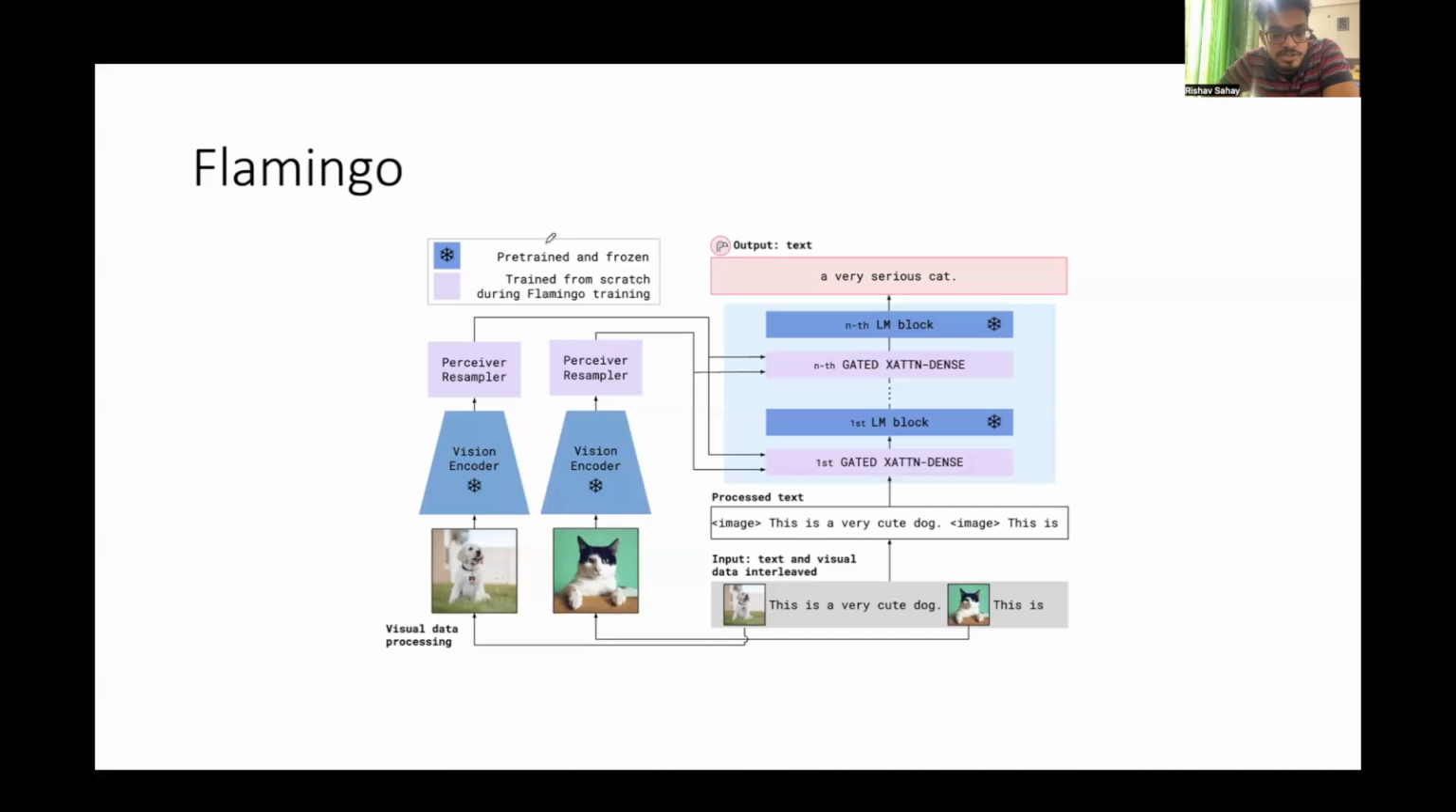What this gated cross attention dense layer does is that it takes a cross attention between the language queries and the visual keys and values. With this, the model is not only attending to the textual keys and values, but it is also attending to the visual inputs. And this is powered through the adapter layer, which is introduced in the form of a gated cross attention layer.